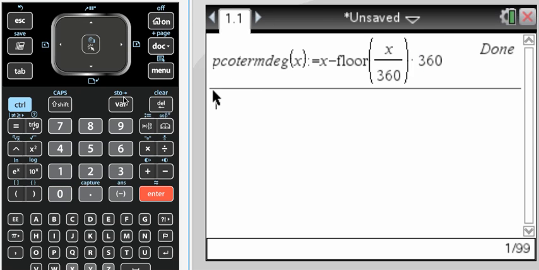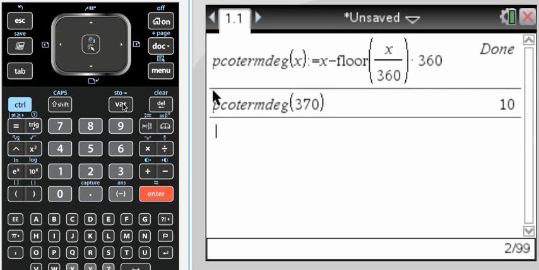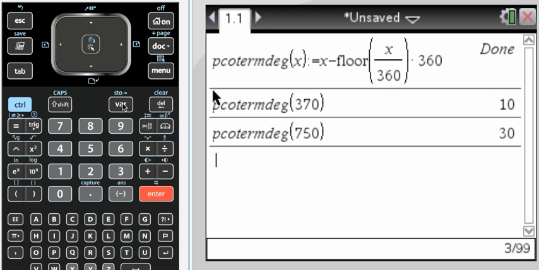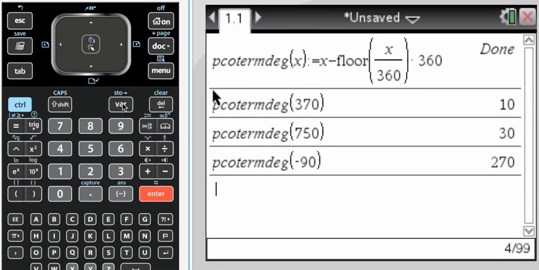Now I want to check this. So what I do is I go to the var key, and that's where every function that I store is going to be. So I do that, and let's see, if I put in 370, I should get 10 back. And let's check one more positive. If I put in 750, I should get 30 back, and I do. And then what's nice about this is if I put in, let's say, negative 90, I'm expecting to get 270 back, and I do.